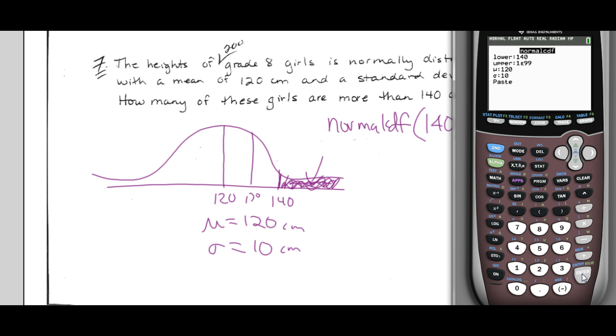If you're using this kind of calculator that's showing you this stuff, make sure the numbers are good. If you're using the other calculator, you're going to enter normal CDF, 140, 1E99, 120, 10. You get anything in the wrong order and it's just wrong. So the probability, or the area under the curve, is 0.0227. As a percent, it's 2.27%. But we want to know how many out of 200. So we go times 200 equals, we got 4.55, so we'll say 5.